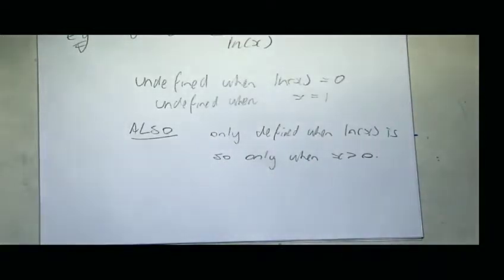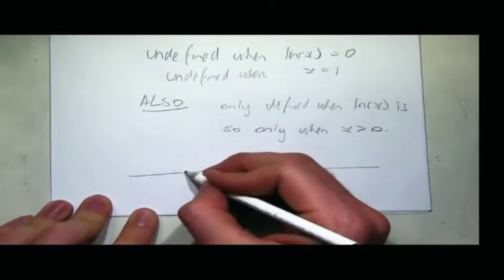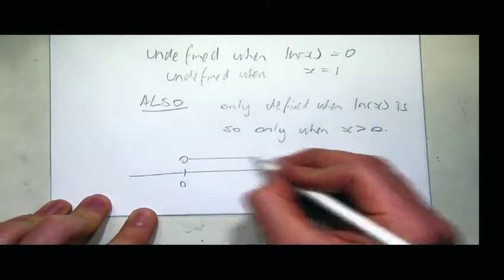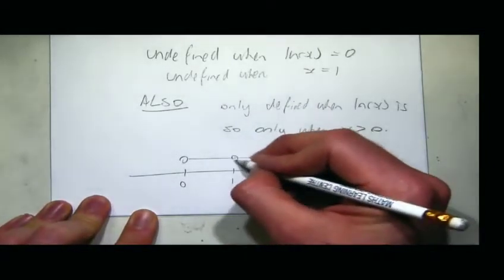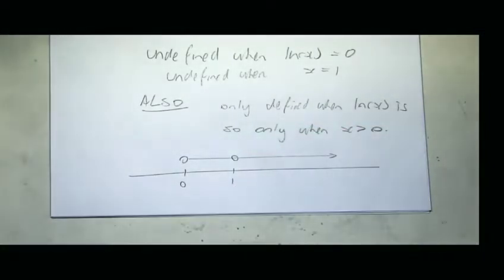So it's defined only when x is greater than 0, but not when x is 1. Let me draw a picture of all the x's for which that is true. There's 0. It's only defined where x is greater than 0, and it's not defined when x is 1. So that's an open circle there.